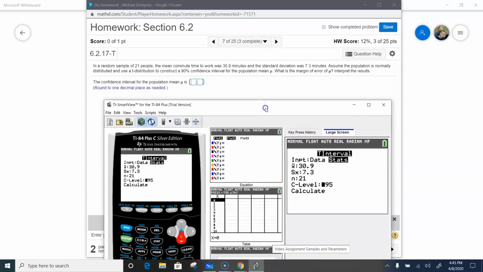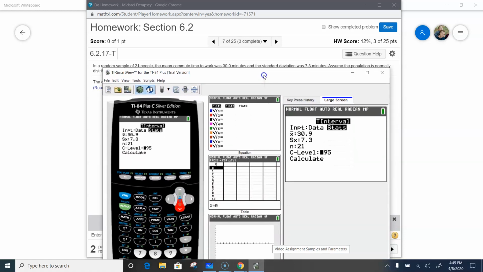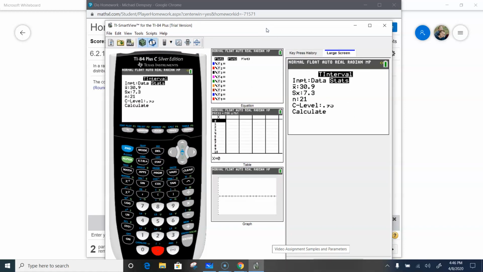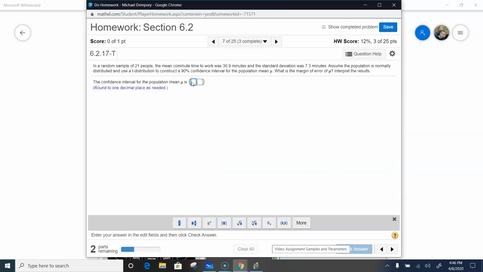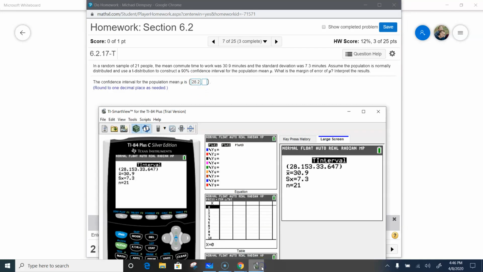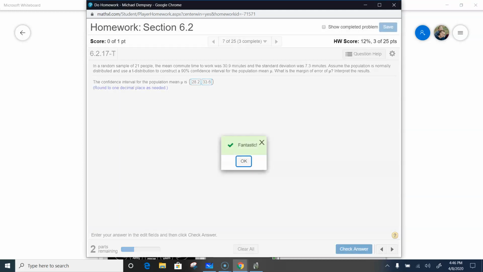And let me just double check our confidence level here. 90%. Okay, so to start, we get the confidence interval 28.153 up to 33.6. Okay, we're good on that.